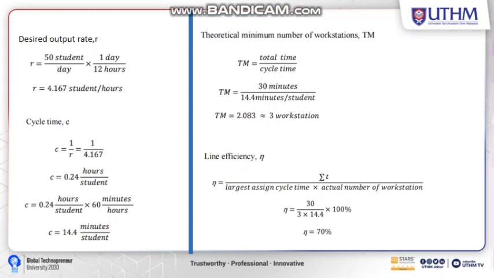For the theoretical minimum number of workstations, the total time per cycle time is 30 minutes per 14.4 minutes, which is equal to 2.083, or equivalent to 3 workstations minimum. For line efficiency, the total time is divided by the actual number of workstations times the largest assigned cycle time, so 30 minutes per 3 times 14.4 times 100%. The efficiency is actually around 70%.